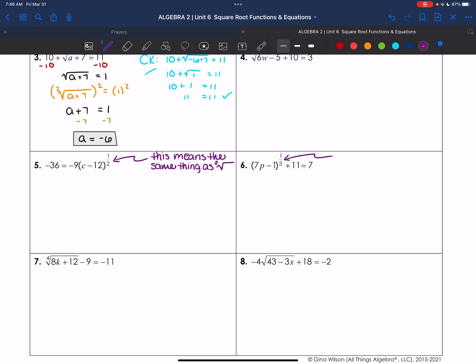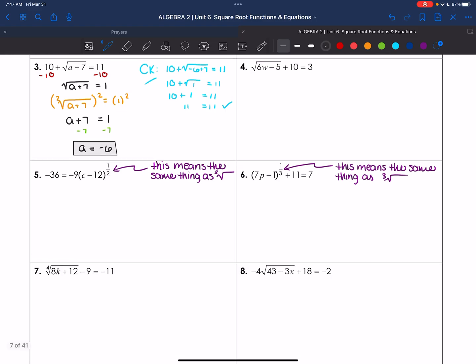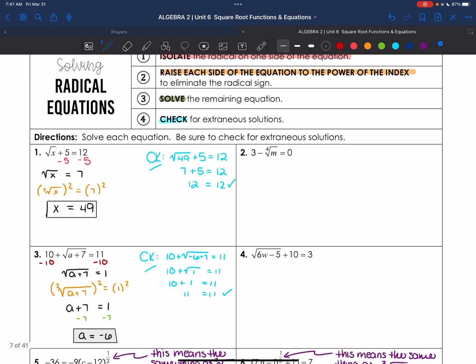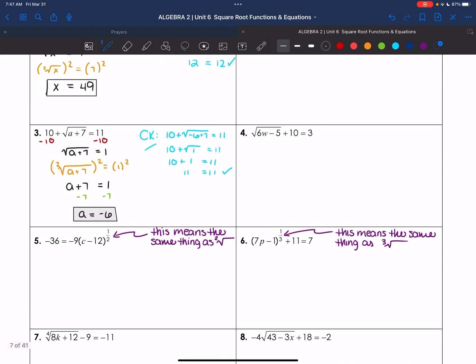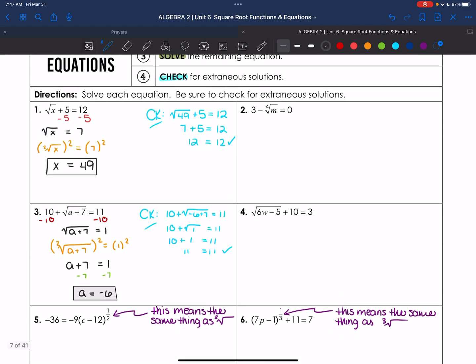Whereas this one right here, do you see how it's a 1/3? This means the same thing as taking a cube root. So when you have those little fractional, or what we call rational exponents, they're just another way of expressing your roots. So we can go ahead and begin to take the same steps, because we are dealing with a radical equation, even if our radical is a rational exponent.